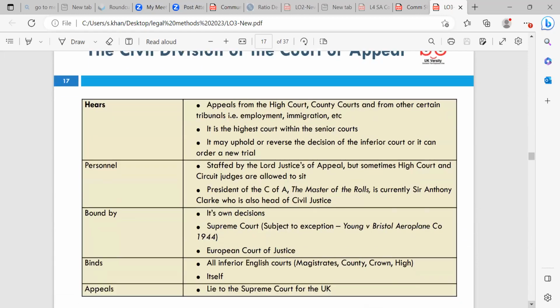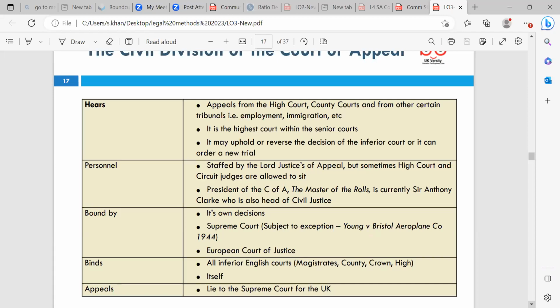The Civil Division of the Court of Appeal hears cases from the High Court, county courts, and certain other tribunals, such as employment and immigration. It is the highest court within the senior courts. It may uphold or reverse the decision of an inferior court, or it can order a new trial. The Civil Division is staffed by the Lord Justices of Appeal, but sometimes High Court and Circuit judges are allowed to sit.